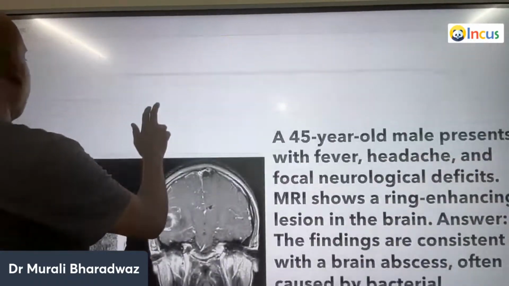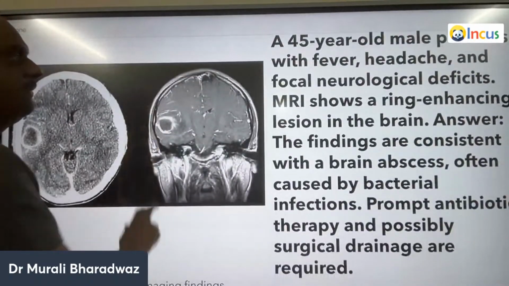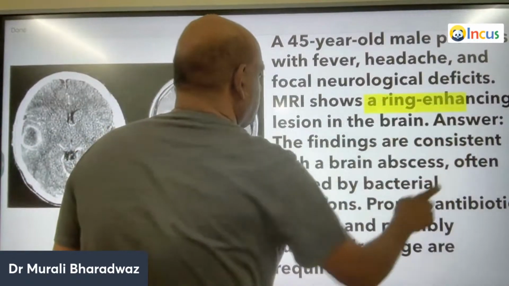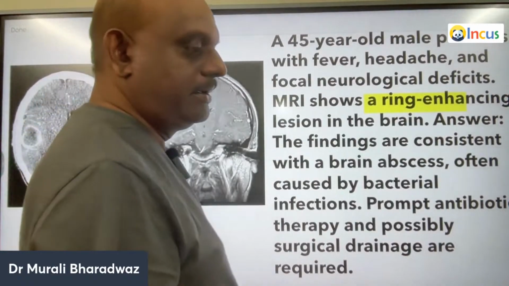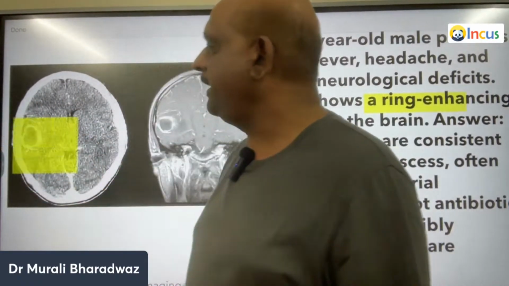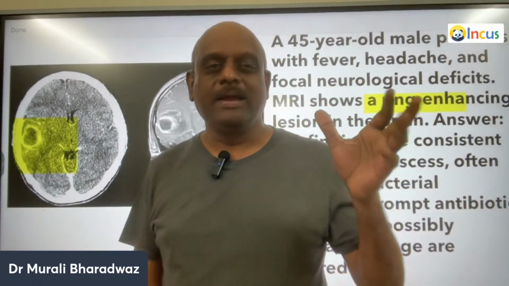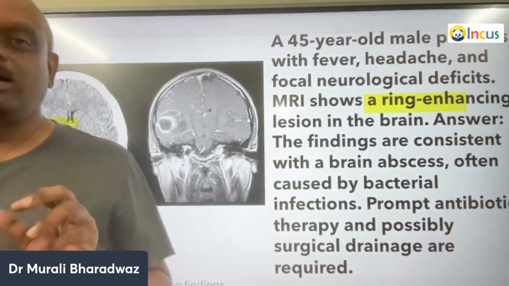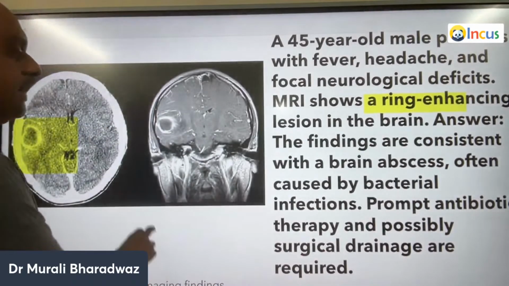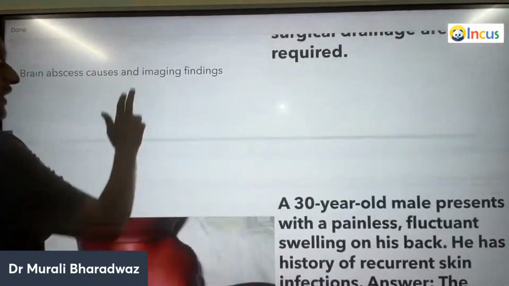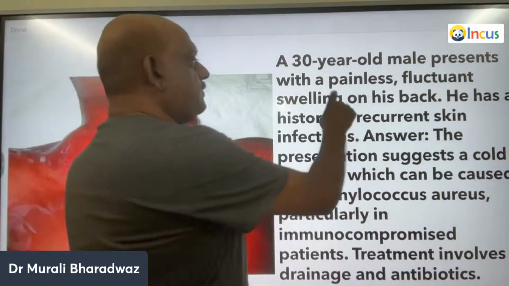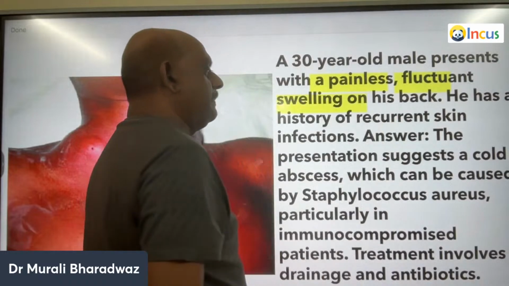So doctor, a 45-year-old male presents with fever, headache, neurological deficit. MRI shows a ring-enhancing lesion in the brain. So what does it suggest? It suggests a brain abscess. So remember, a ring-enhancing lesion in the brain is a typical finding on MRI in case of the brain abscess in a patient who is having fever, and it requires surgical drainage.